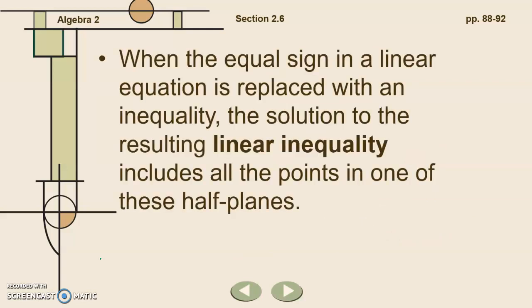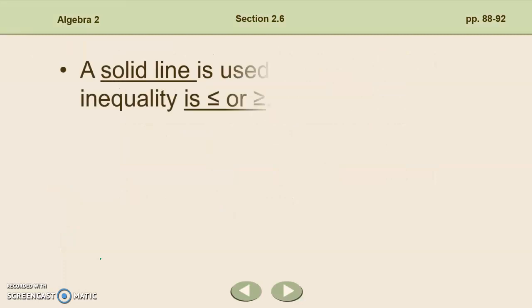Now, in an equation, when there is an equal sign, we know that x equals y at those given points. But when the equal sign in a linear equation is replaced with an inequality, the solution to the resulting linear inequality includes all the points in one of these half planes, either all the points that are greater than or all the points that are less than. Previously, our solution was just the points on the line, just the points on the boundary. But now we're looking at several possible solutions.